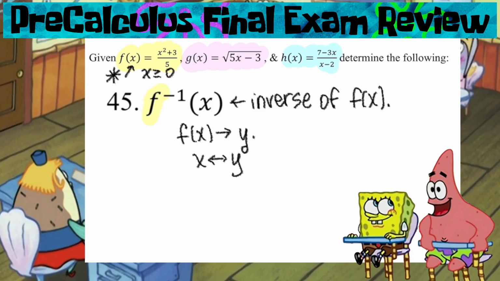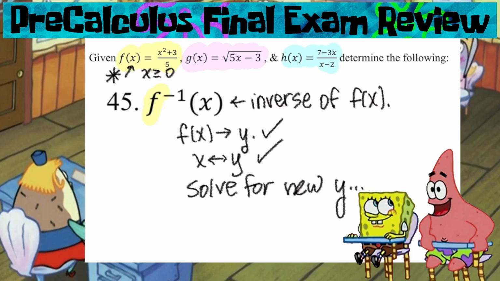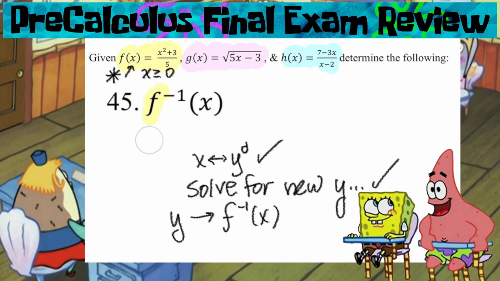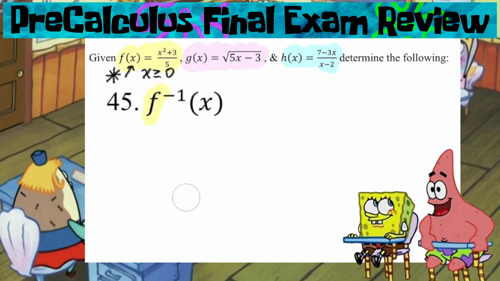So f of x means y. Switch x and y, then solve for the new y, and then y becomes f inverse of x. Basically, if something is one-to-one, passes the vertical and horizontal line tests, then its inverse is automatically a function. So that is what's going on. I'm going to erase these notes, so if you needed a little clarification, that's what I did. There are my notes, and let's go and do this.